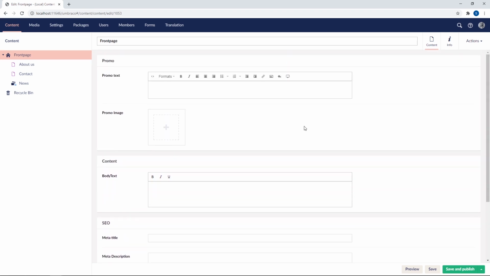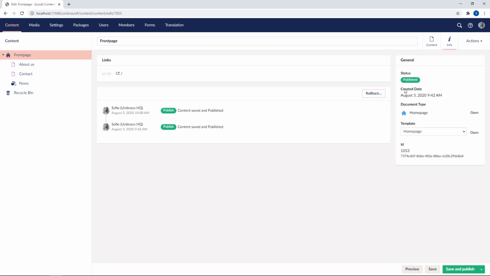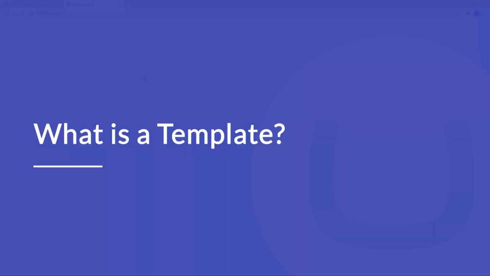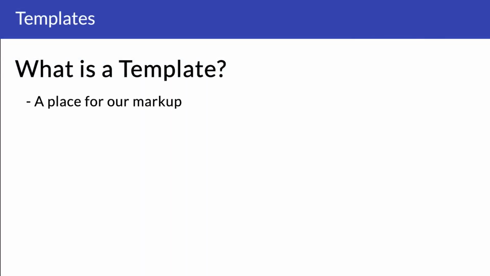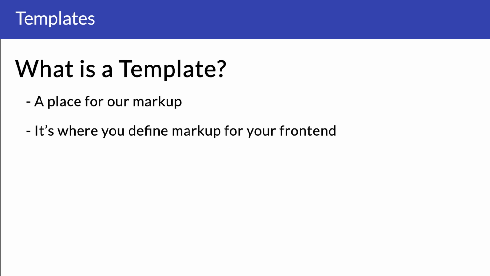Now, let's see how our page looks on the front end. So we'll go to the info tab and click on the link here. As you can see, our front page is at the moment completely empty. Now this is where templates come in. But what is a template? Well, basically it's a place for our markup. It's where you define markup for your front end.